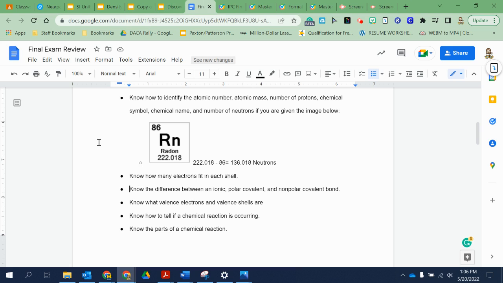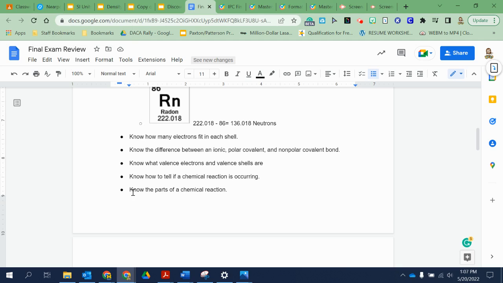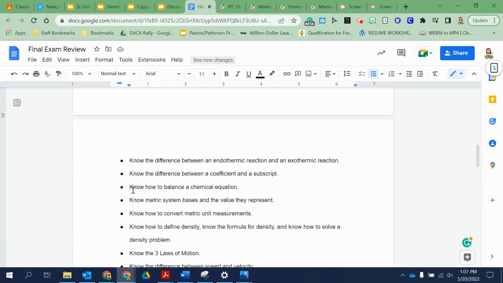Right, then you have valence electrons and valence shells. Remember, those are just the electrons on the outermost shell of an atom, and the outermost shell is also called a valence shell. So valence electrons and valence shells are found in the outermost part of an atom. Right, and know how to tell if a chemical reaction is occurring. We already saw that in the previous video. Know the parts of a chemical reaction.